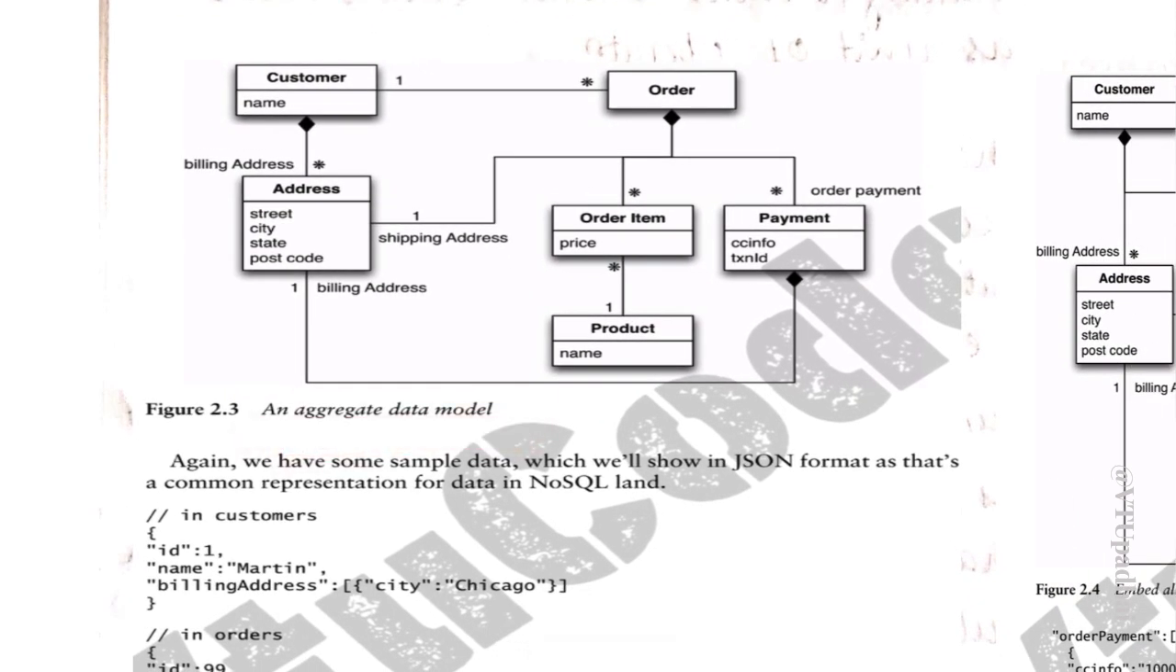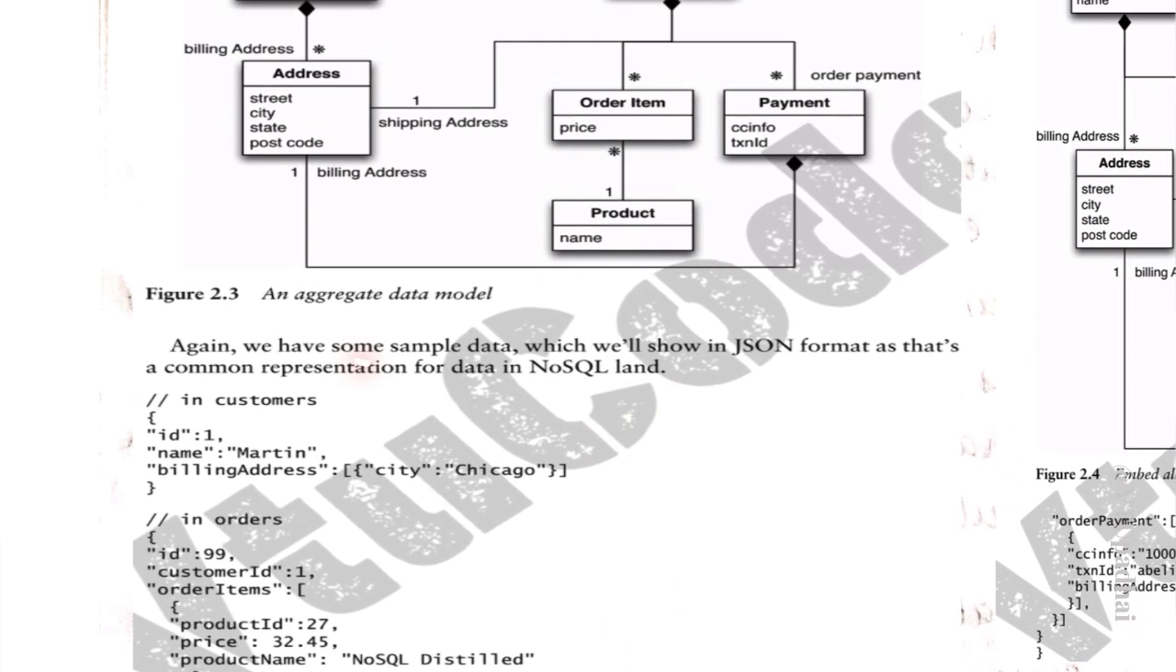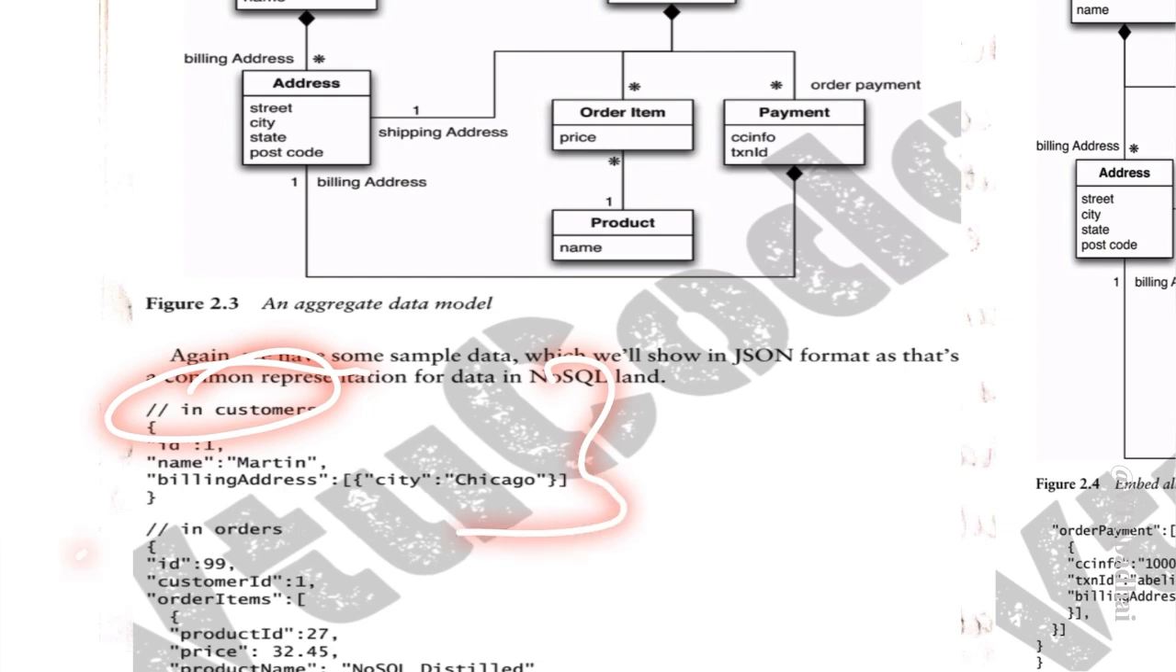The aggregate data model provides a detailed understanding of how a single aggregate might represent a customer and all their orders together in one object. So you can see the entire thing is being represented in one object. Similar to the JSON representation, the code which we have written is in JSON format. For customers, all the customer details have been specified in one object. For orders, all the order details have been specified in one object.